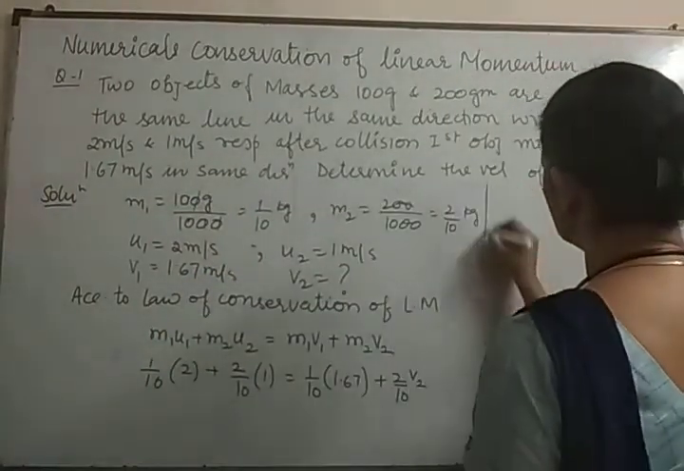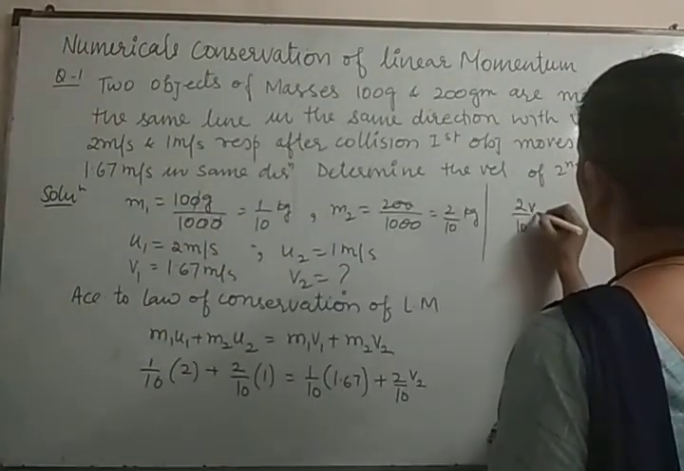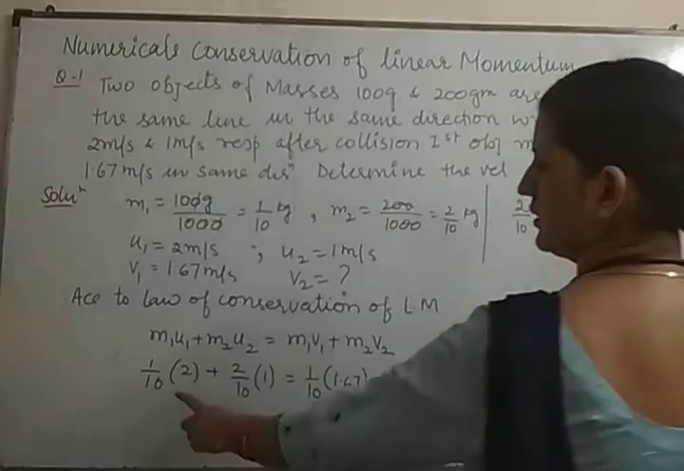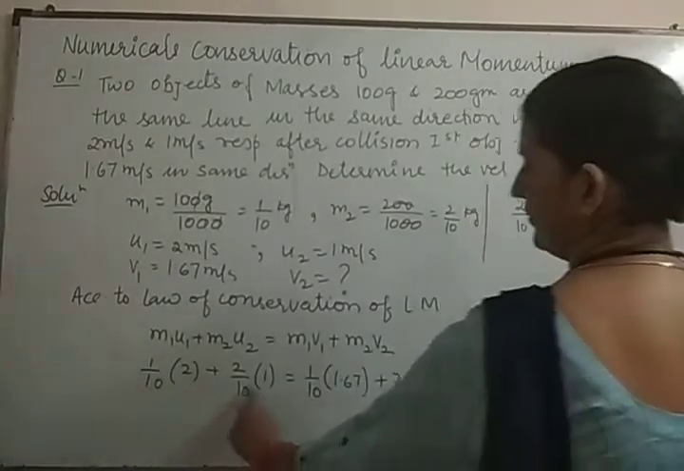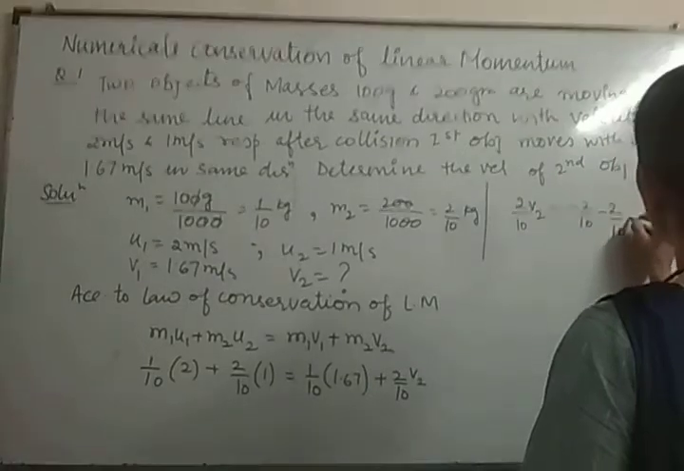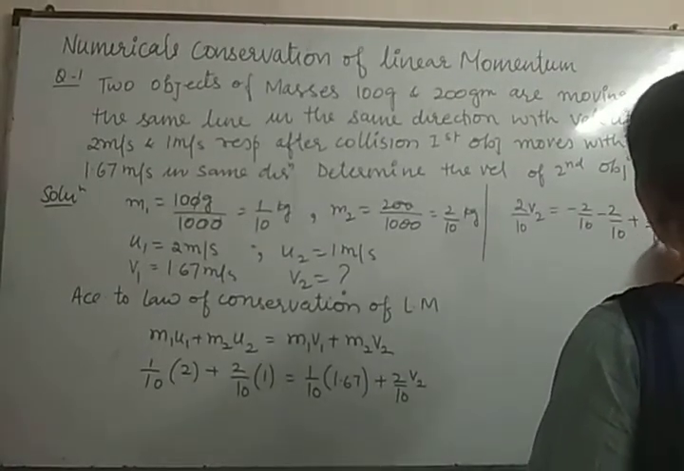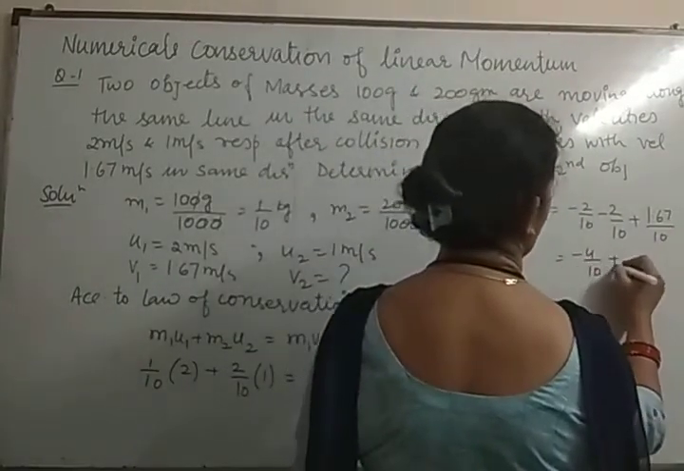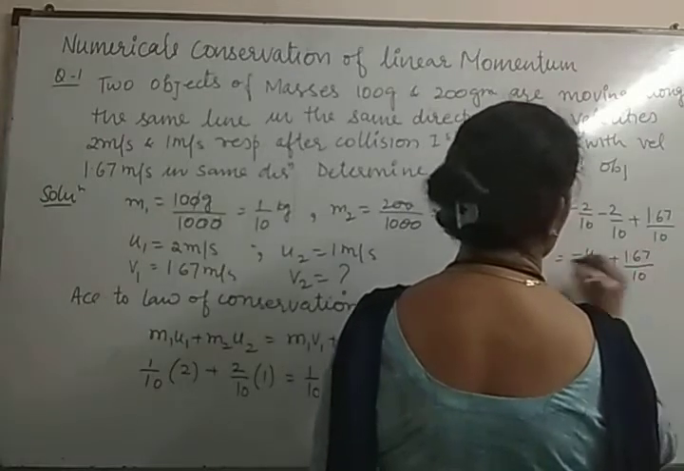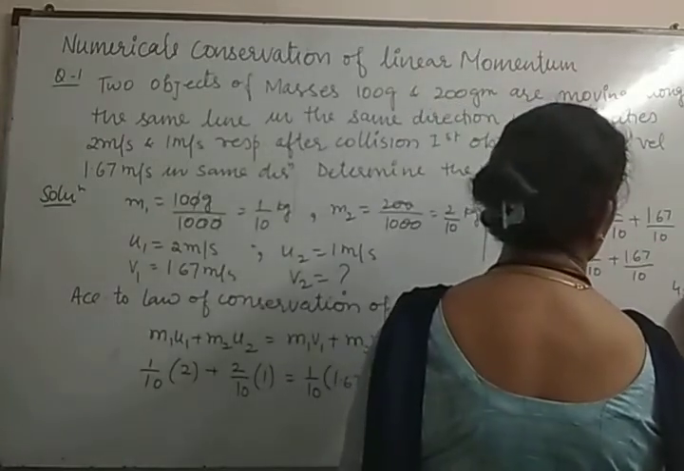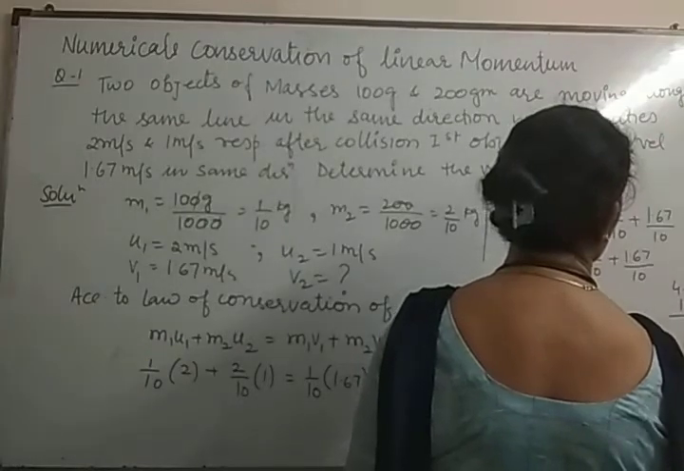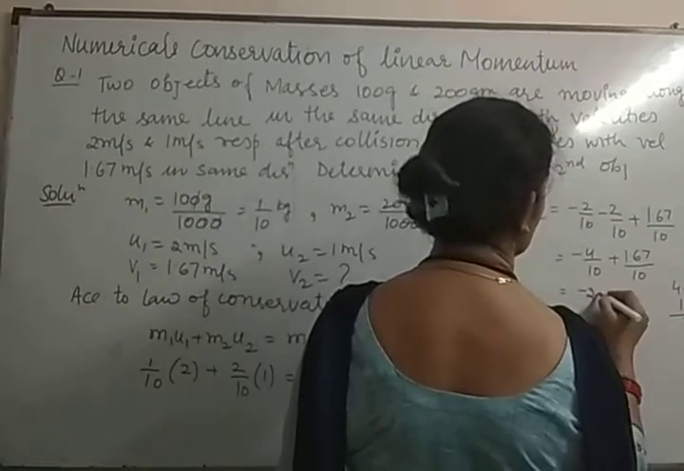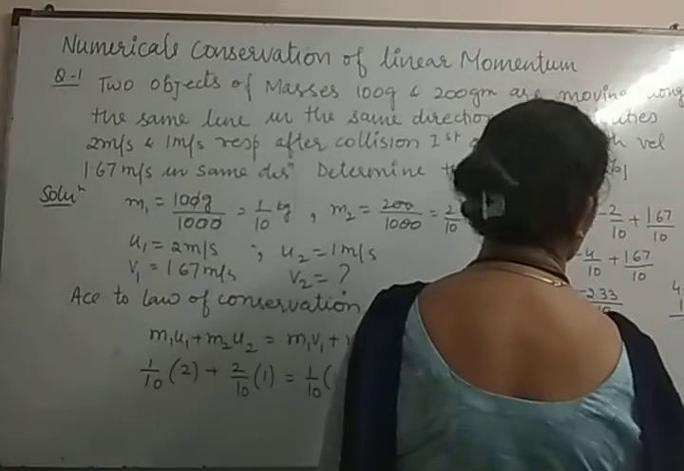So you will have 2 by 10 v2 is equal to minus 2 by 10. This is minus 2 by 10, again minus 2 by 10 and plus 1.67 by 10. This is minus 4 by 10 plus 1.67 by 10. When you solve it, 4.00 minus 1.67 is 2.33. This is minus 2.33 divided by 10.